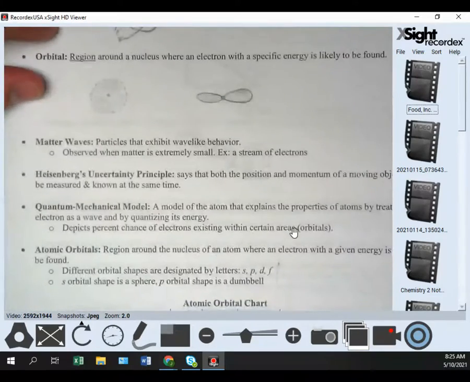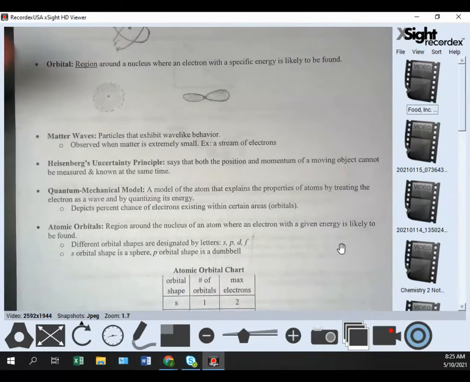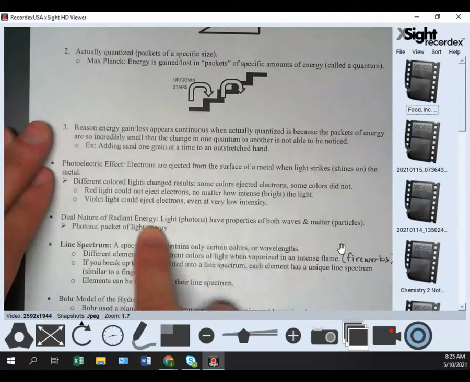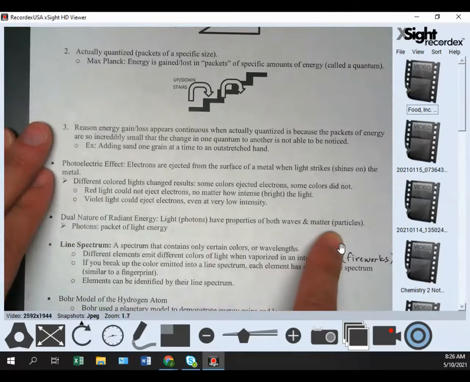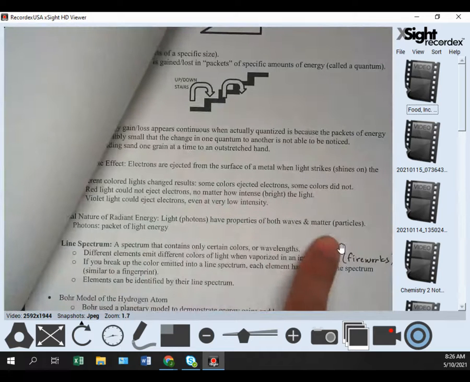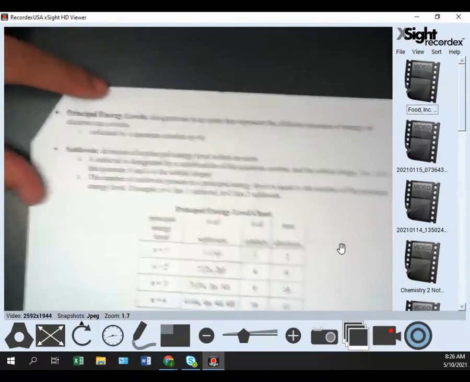We have some other definitions here. Matter waves: particles that exhibit wave-like behavior. This is observed when matter is extremely small, for example, a stream of electrons. So remember we talked about the dual nature of radiant energy, where light can act as both waves and particles. Remember that was when light is really small, that's when we can see that.